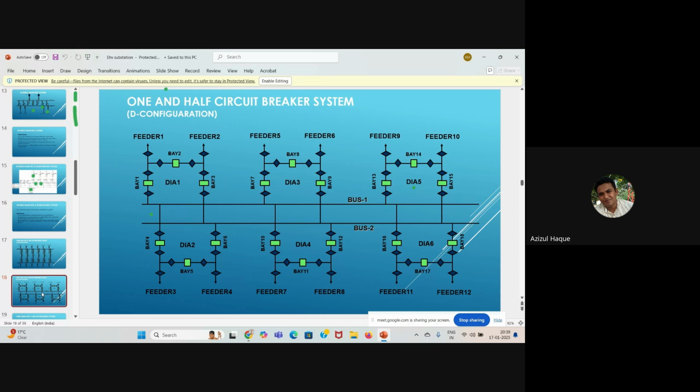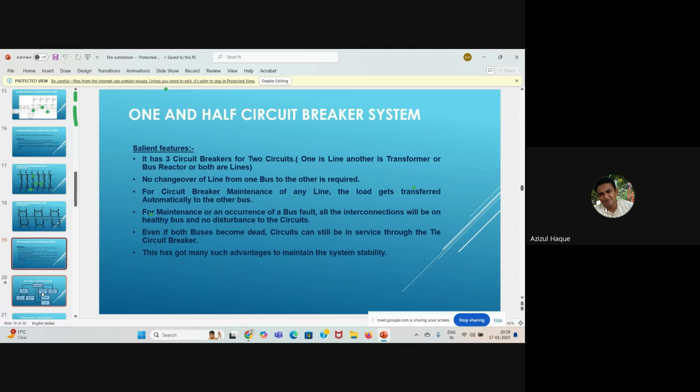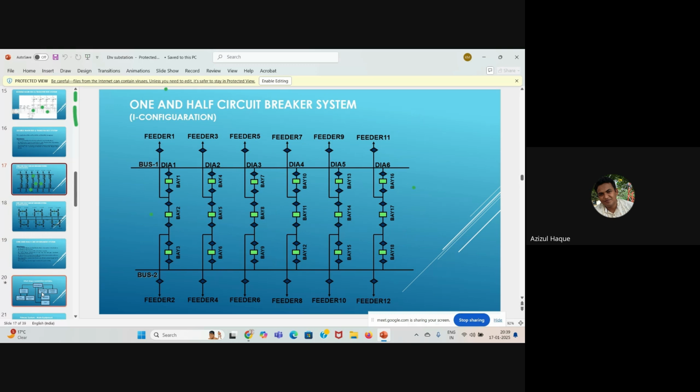Which configuration, D or I, is to be used is decided on different factors, including land availability, shape of the land, and directions of transmission lines, from which direction they are coming and in which direction outgoing lines are going. Depending on all these factors, this configuration is chosen, whether D type or I type configuration is to be used. Okay, let us go back to the previous slide, I type configuration.